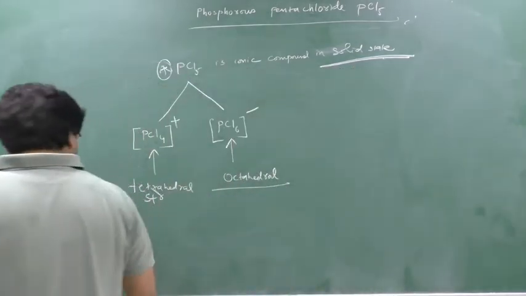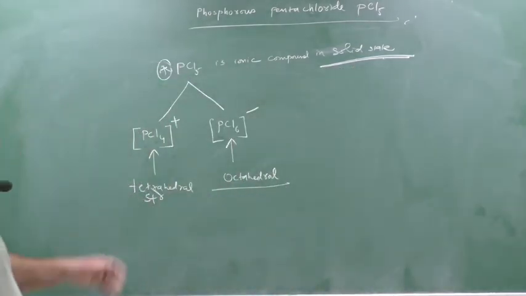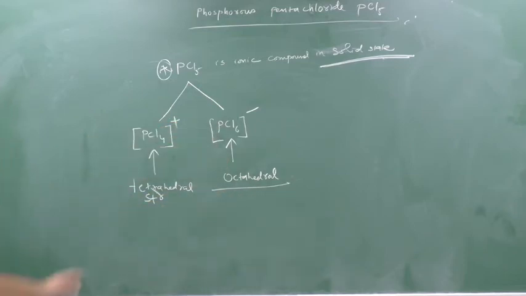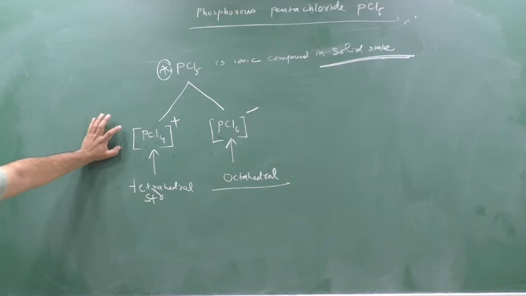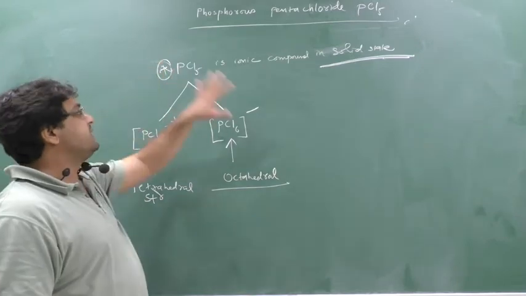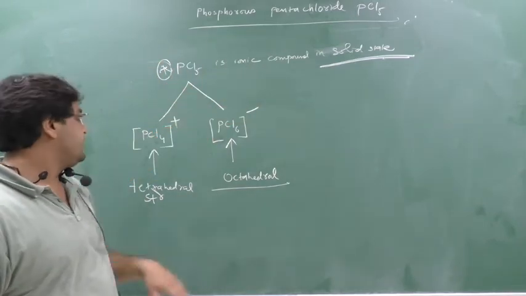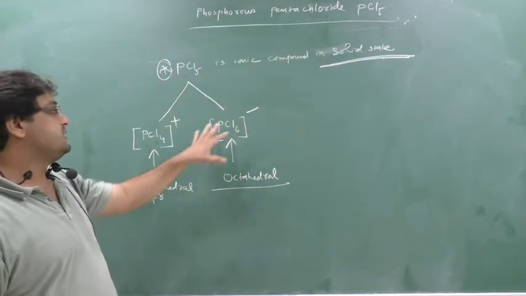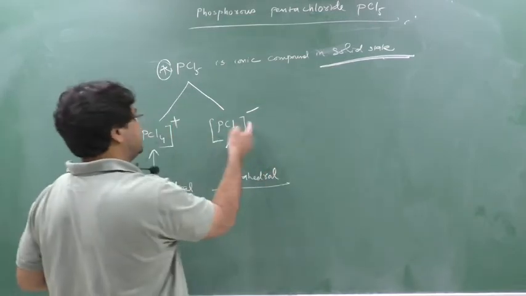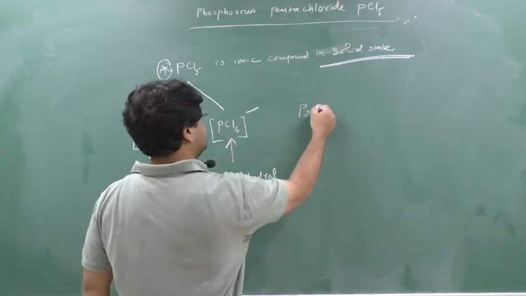What you do is just remember the shape: PCl4 plus is tetrahedral, and PCl6 minus is octahedral. Clear? The shape is what? PCl4 plus shape is tetrahedral and PCl6 minus shape is octahedral. Clear this part? So remember that PCl5 is an ionic compound in the solid state. PCl4 plus and PCl6 minus are the two ions. If you combine these two, what will happen? Plus and minus when combined will form P2Cl10.